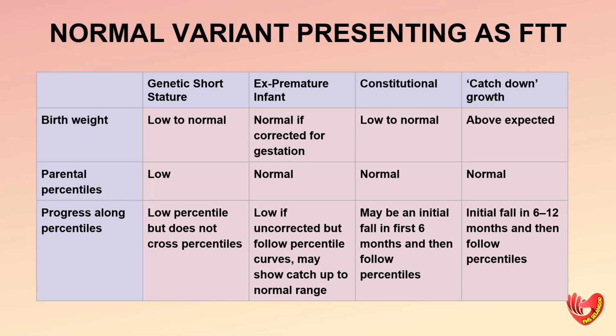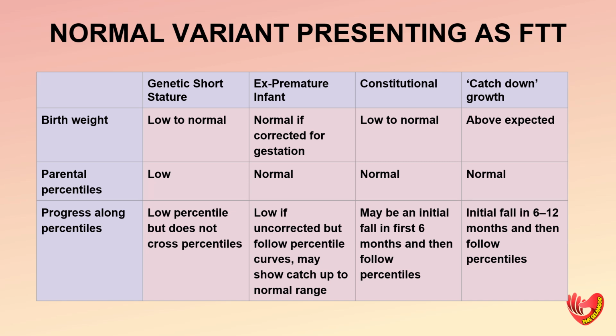This table shows the differences between normal variants presenting as failure to thrive. If you can see, genetic short stature and constitutional growth delay usually have low to normal birth weight, whereas for the ex-premature infant, the birth weight is normal if corrected for gestation, and catch-down growth is above expected birth weight. For parental percentiles, ex-premature infant, constitutional, and catch-down growth all have normal parental percentiles, whereas for genetic short stature, the parental percentiles are usually low.